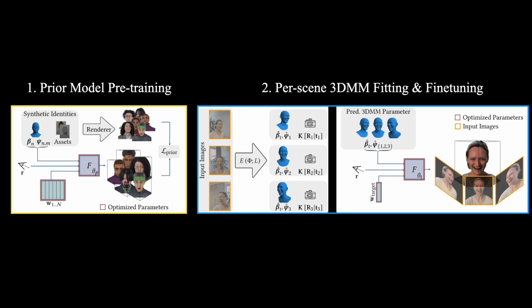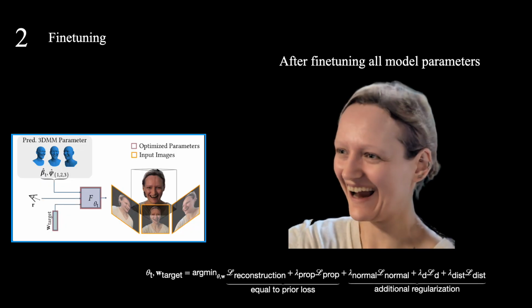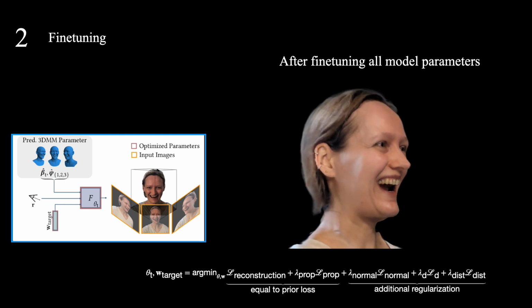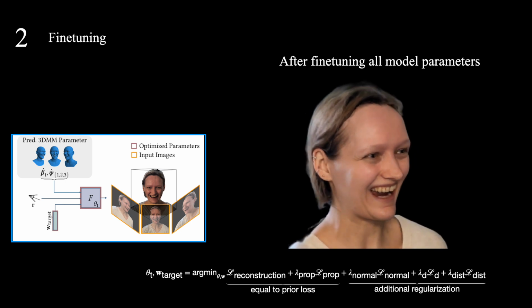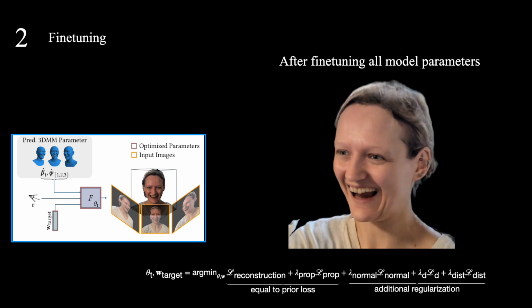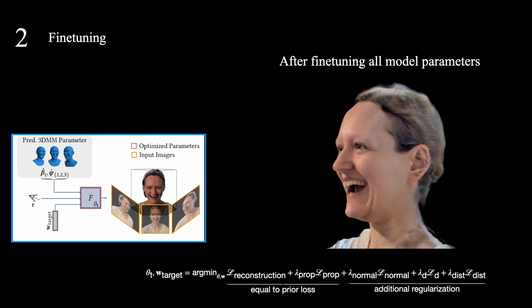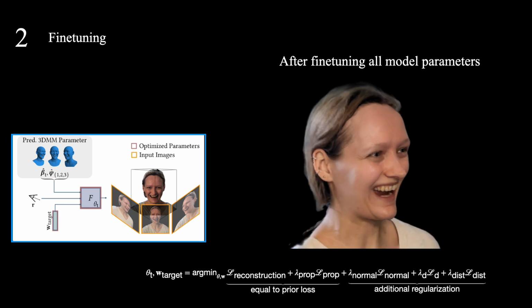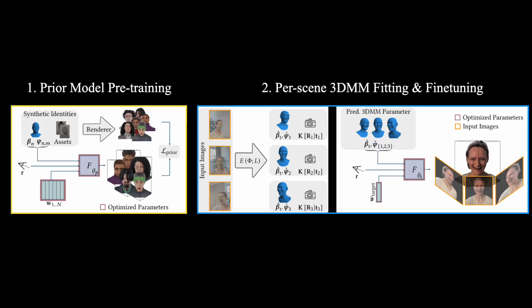The last step is to fine-tune all model parameters. Here, we first warm up the model by only inverting to the latent code W, and then fine-tuning all the model parameters theta. The objective function for this fine-tuning incorporates the same losses as when training the prior model, and in addition we add 4 regularizers, one on the normals, one on the view directions, and one on the distortion. And this is the full pipeline.